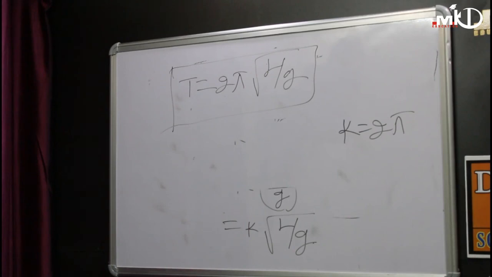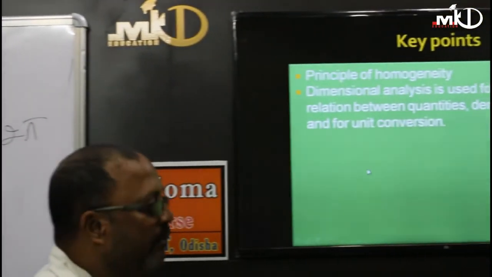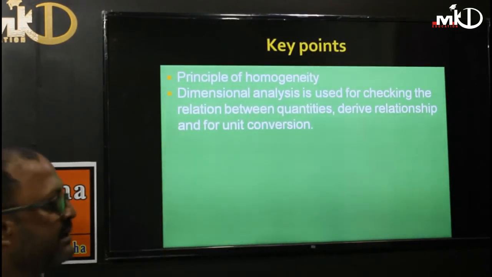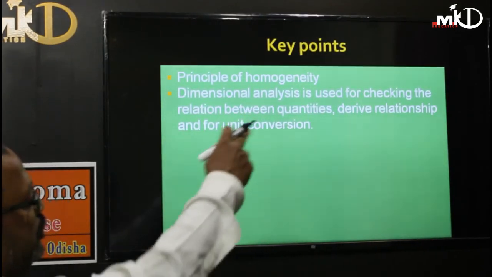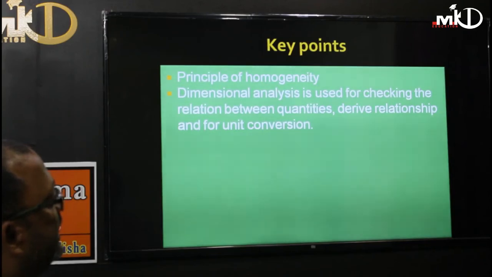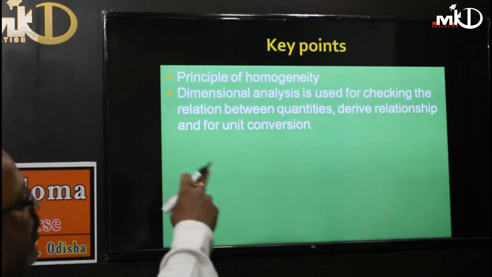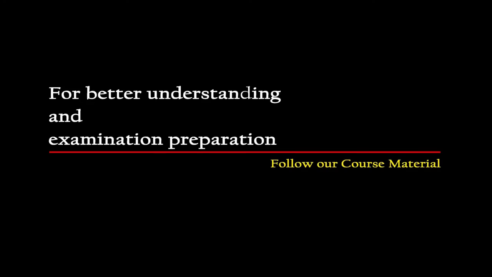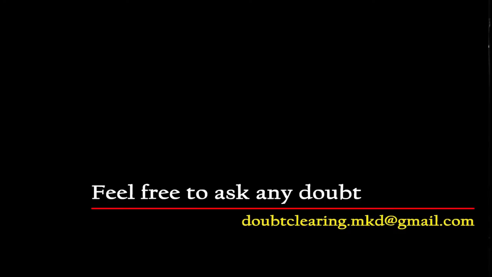Then we will switch over to another topic, that is, a key point. You have to remember what I explained today: the principle of homogeneity. Dimensional analysis is used for checking the correctness of an equation and the relation between quantities, deriving the relation between different quantities, and converting from one unit to another unit.